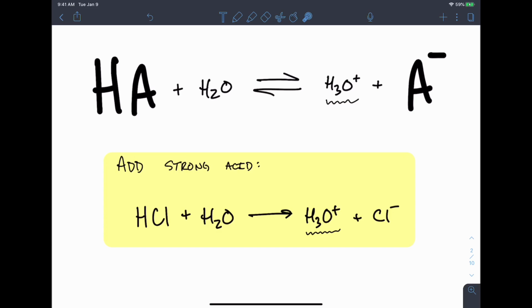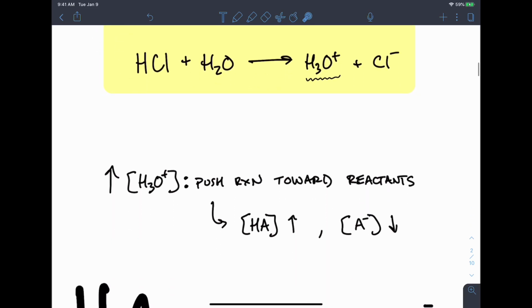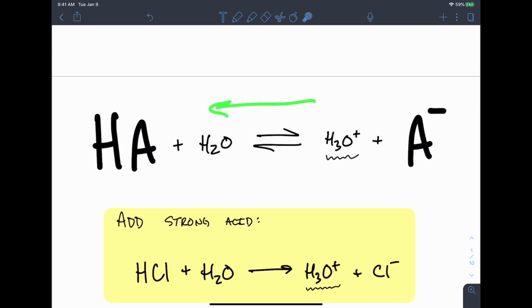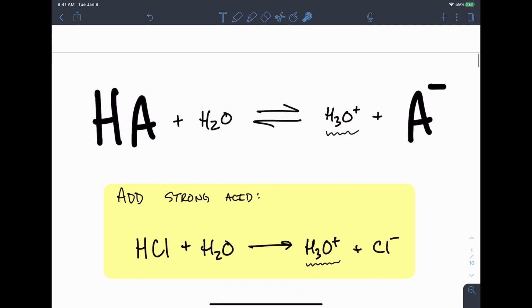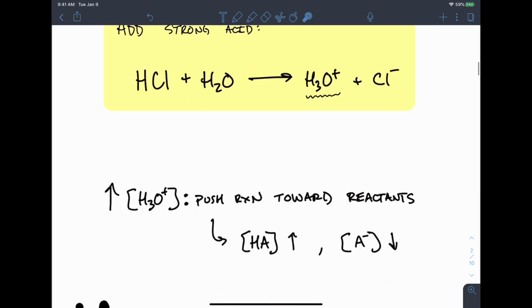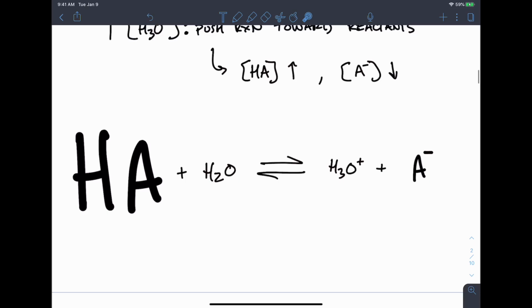And in the process, we're going to increase the concentration of our weak acid and decrease the concentration of our conjugate base, because this reaction is going to be running in reverse to compensate for this additional hydronium. So what's going to happen is, if we represent this graphically, notice that the concentration of A- went down and the concentration of HA went up. So that's how it's going to compensate for the addition of an acid.